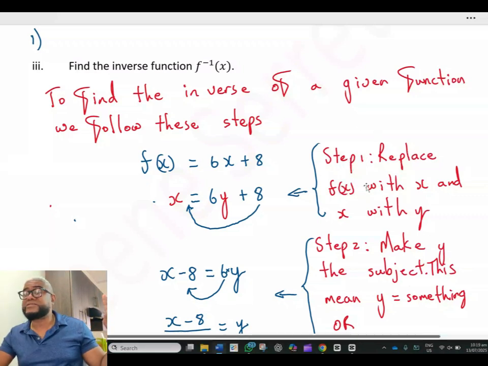Step 1. Replace f of x with y and x with. So watch it.